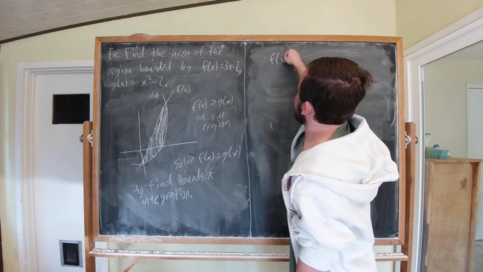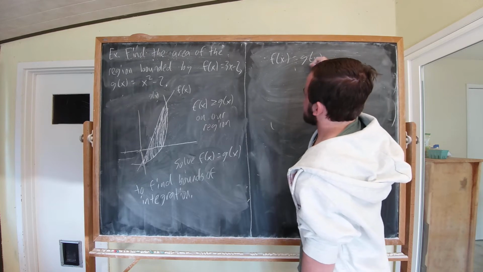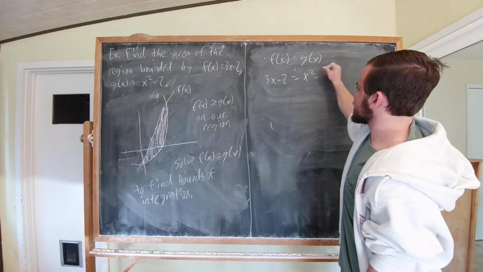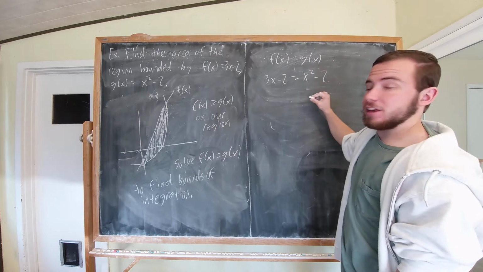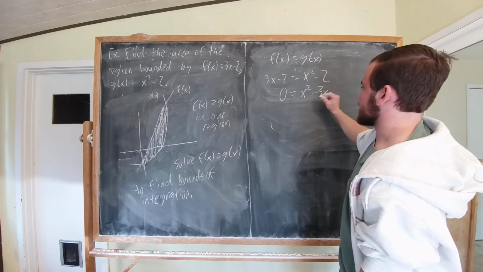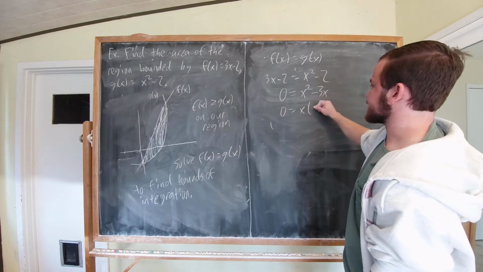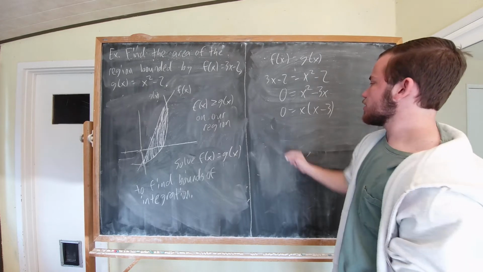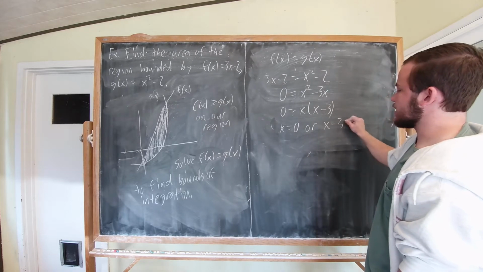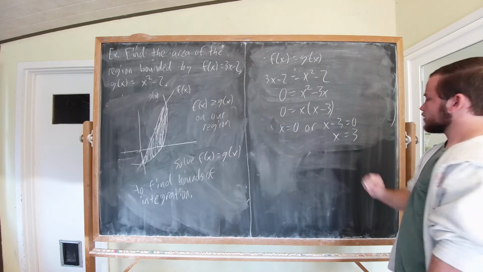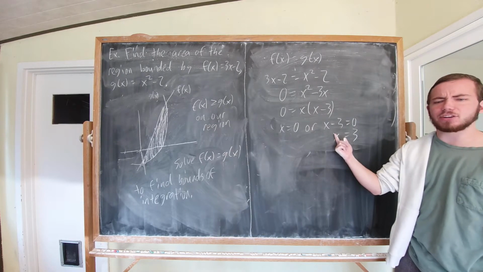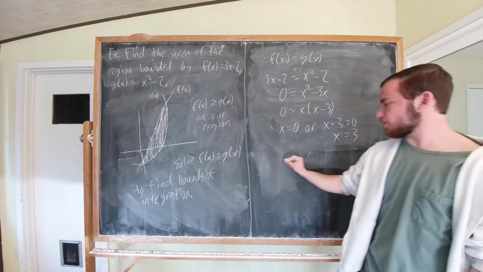Alright, so f of x is equal to g of x means that 3x minus 2 is equal to x squared minus 2. Moving everything over to one side, you get 0 is equal to x squared minus 3x. So in other words, x times x minus 3, which means that x is equal to 0 or x minus 3 equals 0, aka x is equal to 3. So we have our two intersection x-coordinates, 0 and 3.